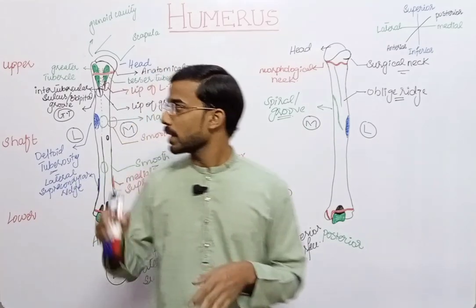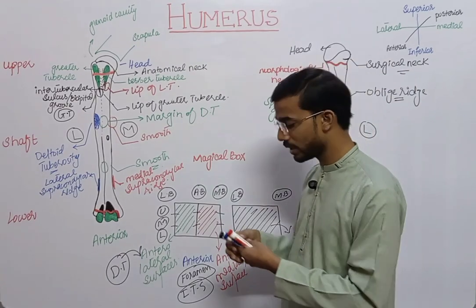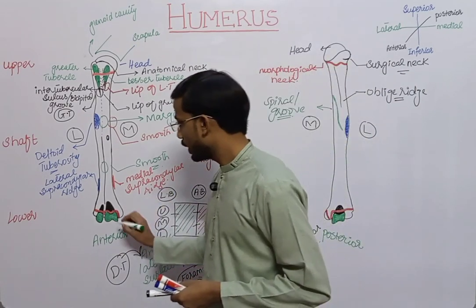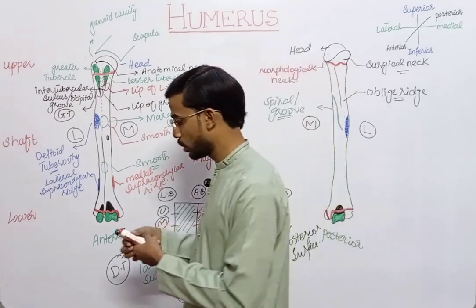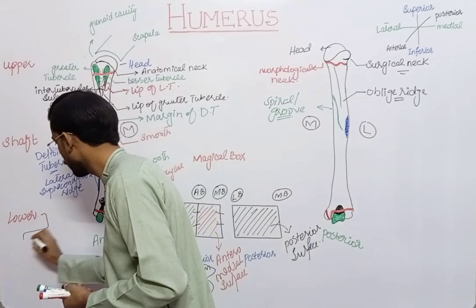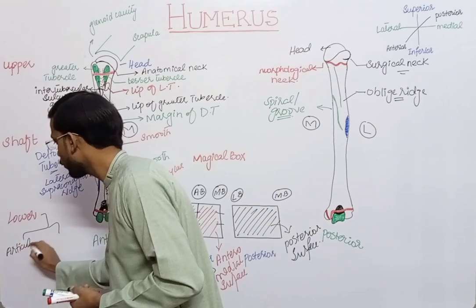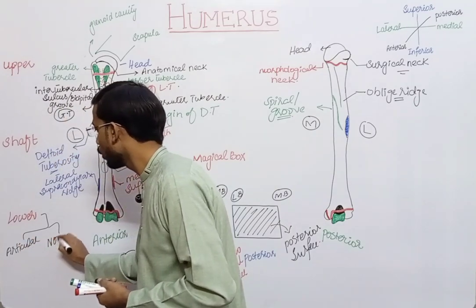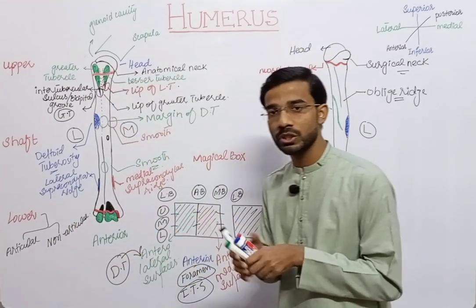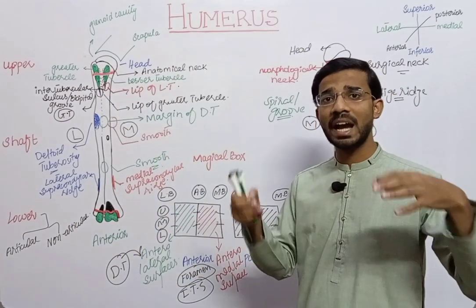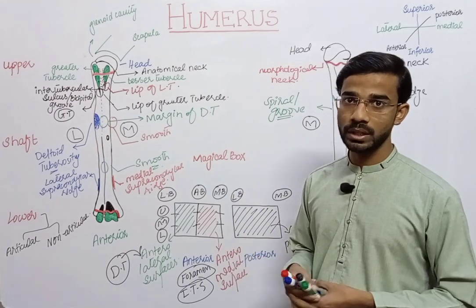So this is the shaft region, and the last is the lower portion. Here you can see there are two important components present in the lower portion. First one is the articular portion, and second one is the non-articular portion. Articular portion attaches to the other bones, and non-articular portion does not attach to the other bone.